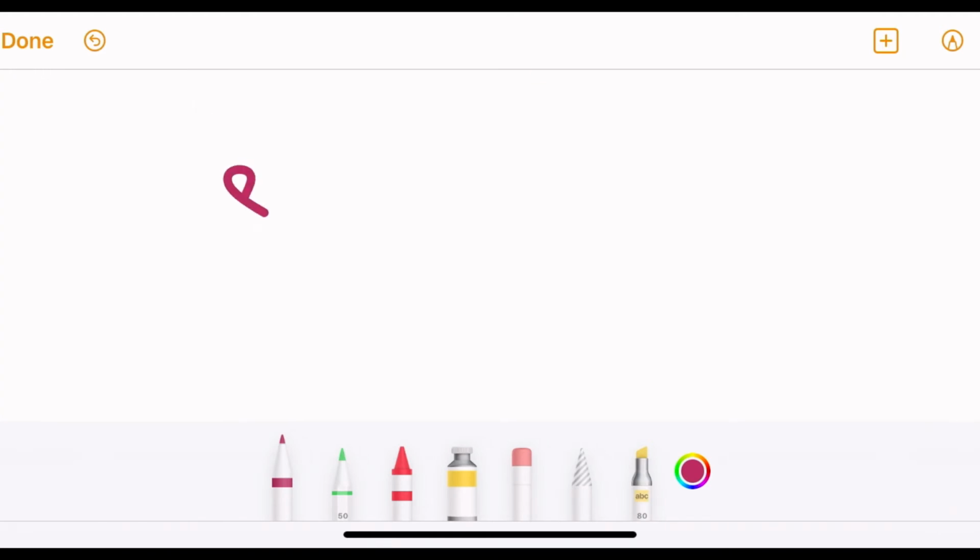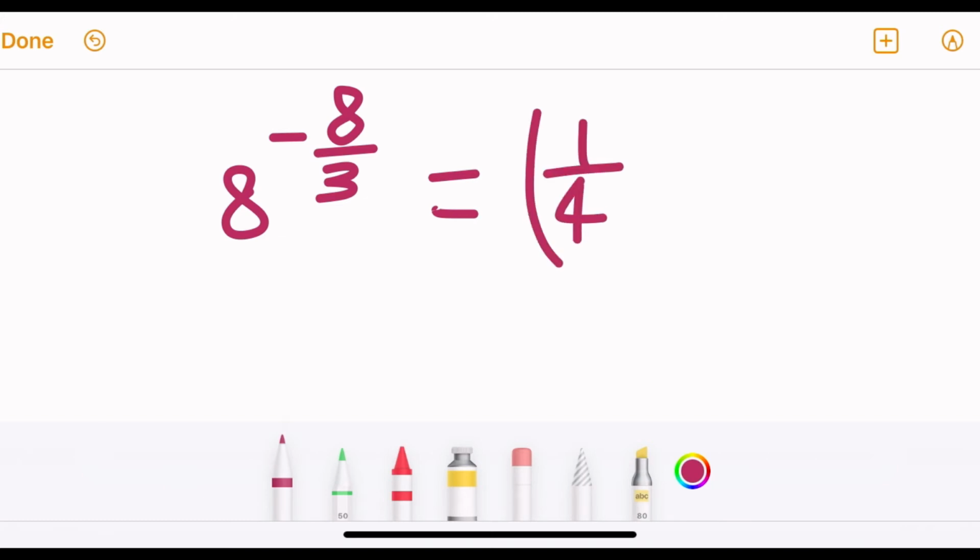Let's say 8 to the power of negative 8 over 3 equals 1/4 to the power of x. Now, we have a fraction on the right, and we have the number 8 on the left. We still need to find a way to relate these two. You'll notice that they're both divisible by 2. So how about I go and write them with the same base, 2.